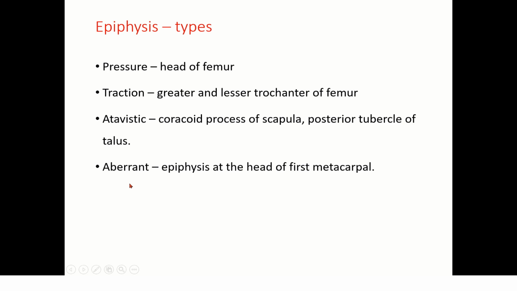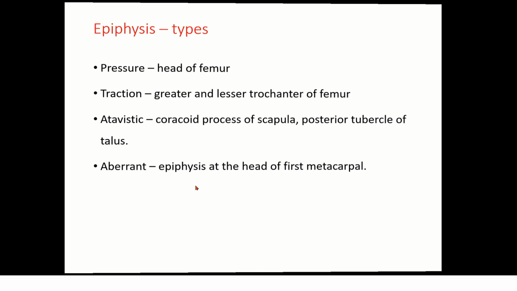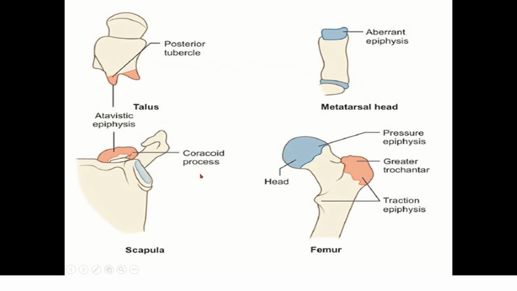Then aberrant epiphysis. So it was not supposed to be present. Epiphysis at the head of the first metacarpal. Usually the epiphysis should be at the base of the first metacarpal. So posterior tubercle of talus, coracoid process, atavistic epiphysis. These are the traction epiphysis. This is the pressure epiphysis. This is the aberrant epiphysis.